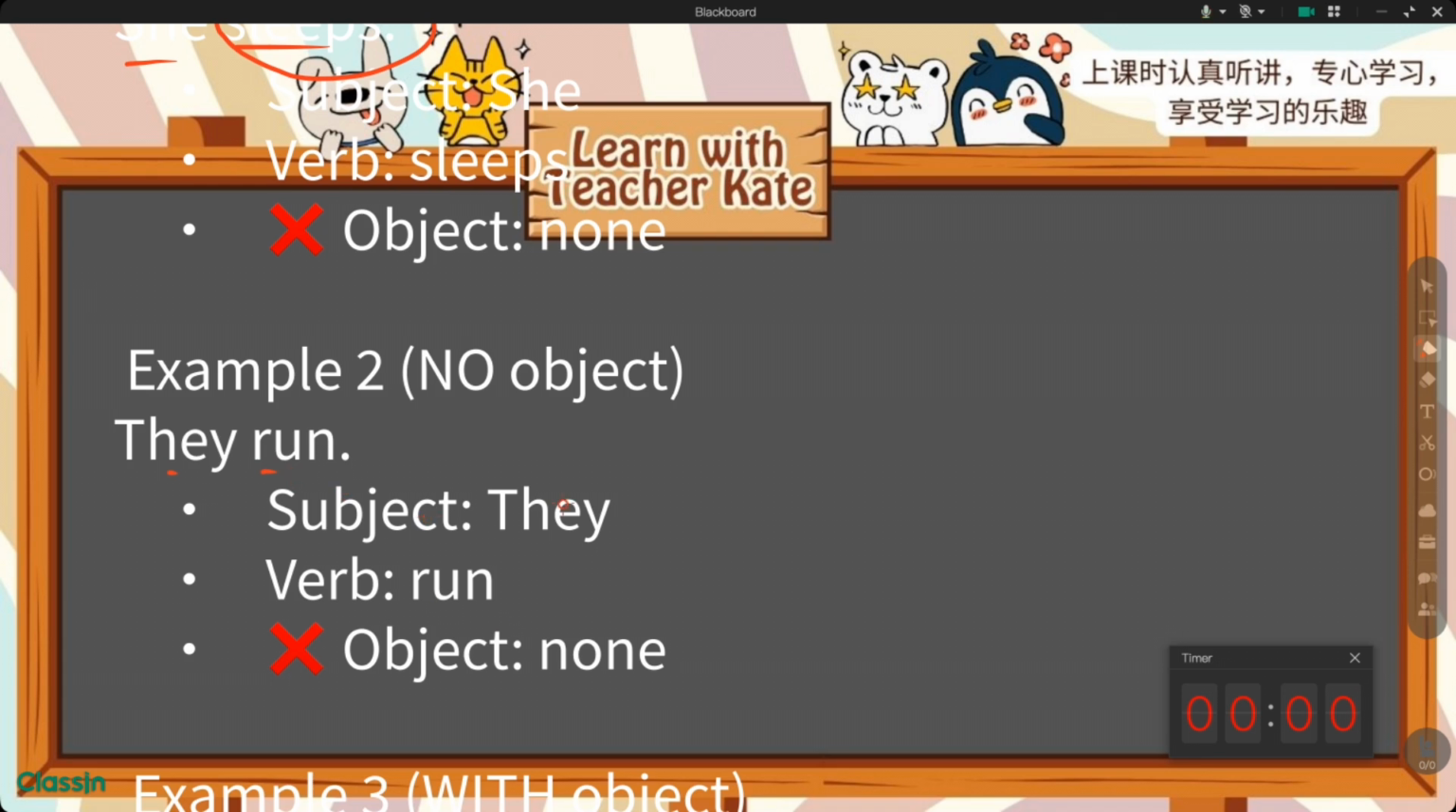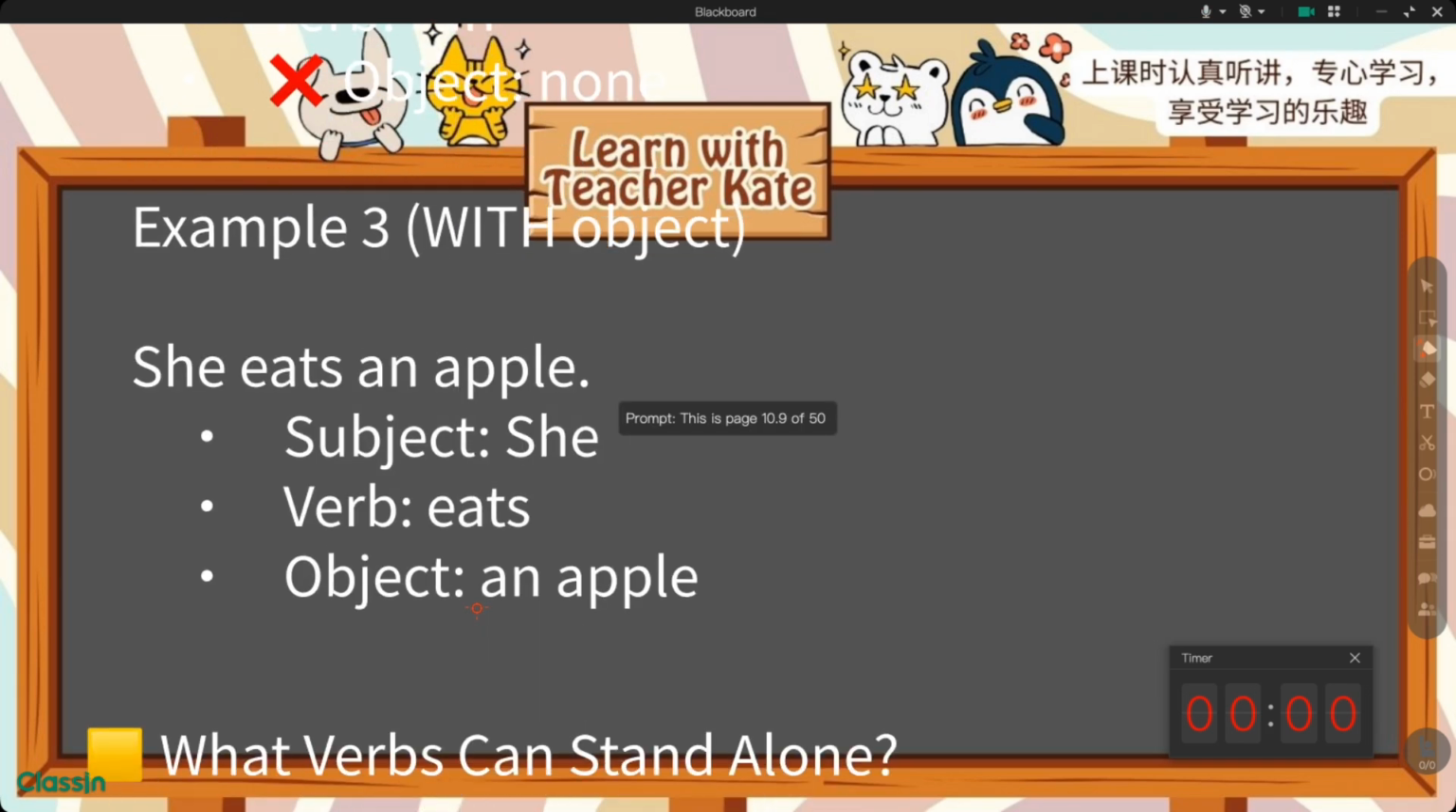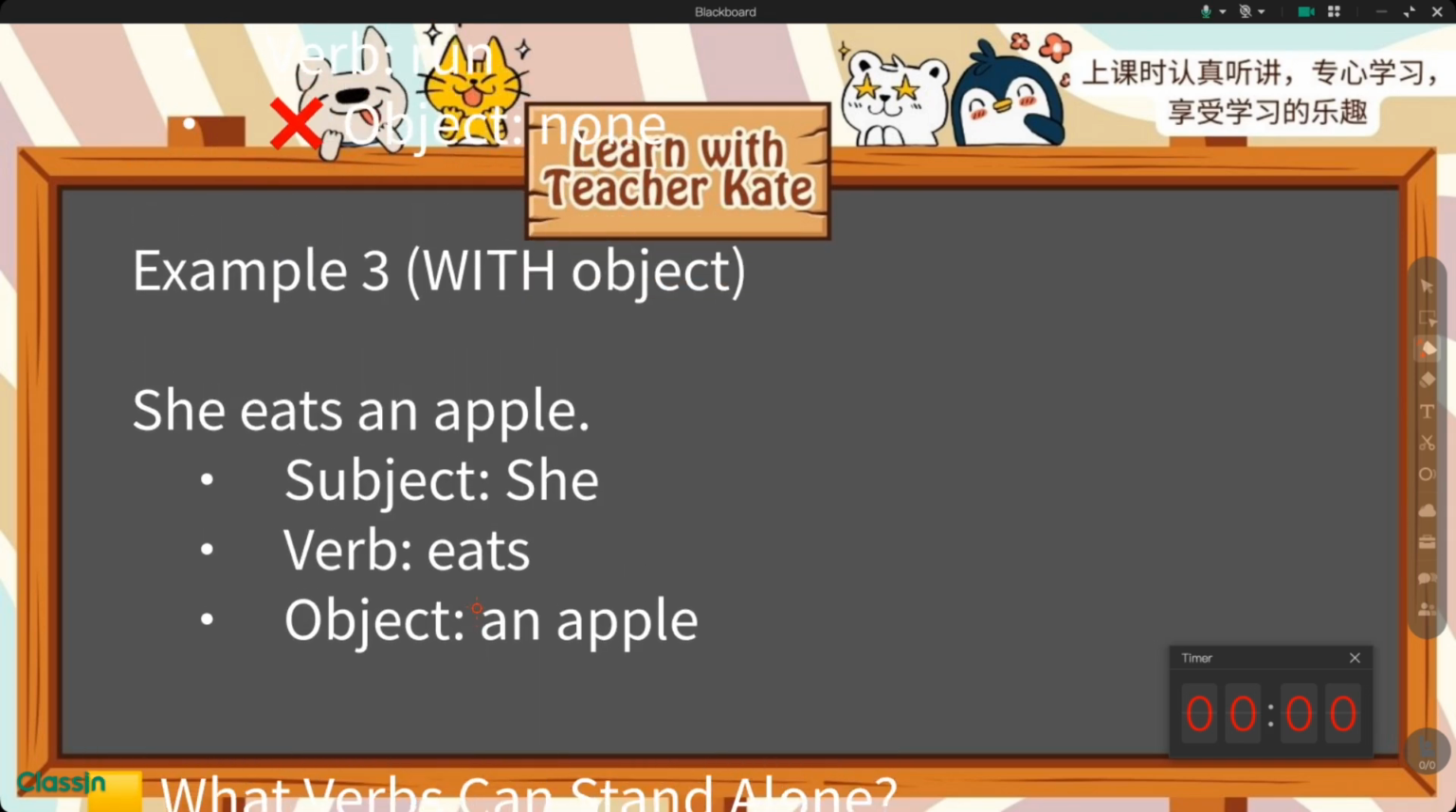They run. Again, there is no object because run can stand alone. And let's check an example with an object. She eats an apple. This is a complete sentence that follows the SVO pattern. SVO.